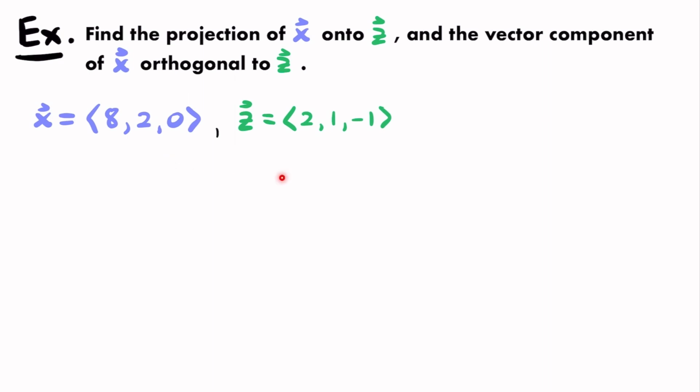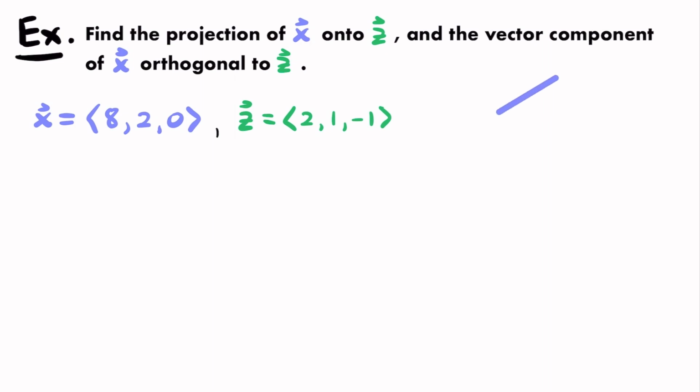You can see that they have a third component, a z component, and so that just adds a little bit of extra work to our process here, but we're going to be using the same formulas nonetheless. All right, but first let's just draw a picture of what we're working with here. In this problem, we want to project vector x onto vector z. So let's just draw a little picture of what that could look like.